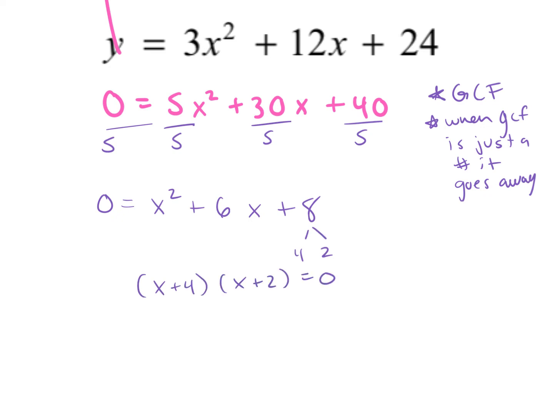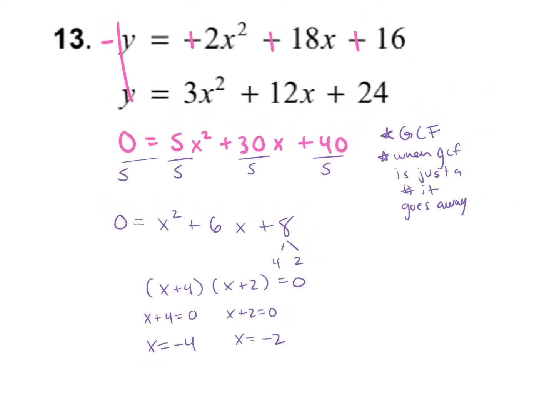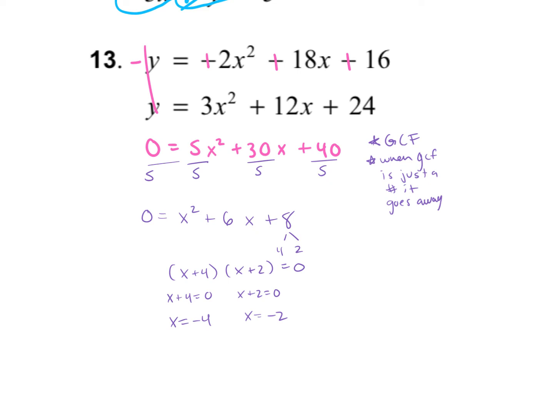What would I do next to solve? Set them both equal to 0 and just flip the signs. So x plus 2 equals 0, x plus 4 equals 0. So what does x equal? -4 and -2. How can I find the y's? Plug it in to all the x's.